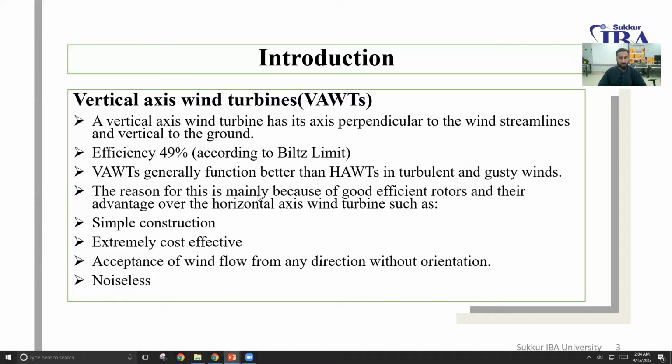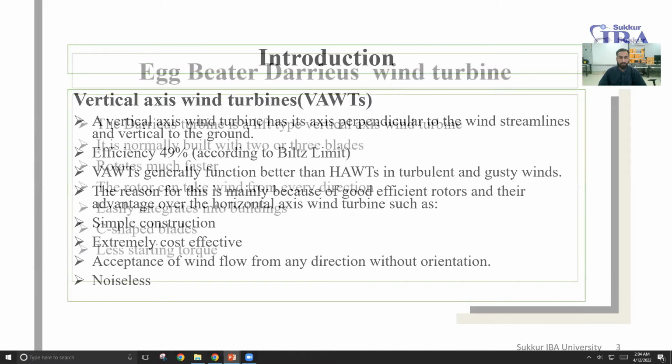The reason for this is mainly because of good efficient rotors and their advantage over the horizontal axis wind turbines, such as simple construction, extremely cost-effective, acceptance of wind flow from any direction without orientation, and VAWTs are noiseless while operating.